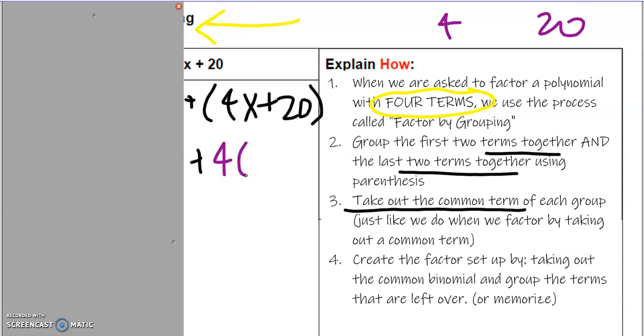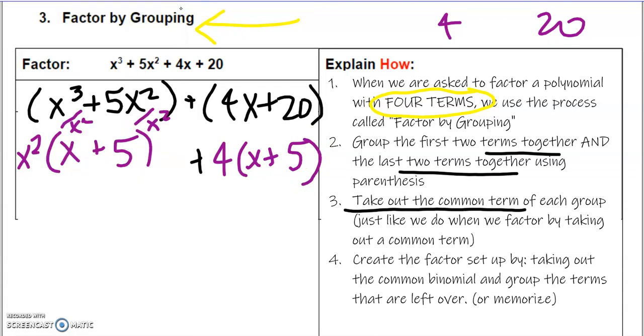So when I take a 4 out of 4x, I'll be left with an x. And when I take a 4 out of 20, it's division. When we say take out, we're doing division. I'm left with 5. Okay, so that's that third step. Now, when you're done with that third step, you must have the same group, the same parenthesis left over. If you don't, you did something wrong, so go back. I have the same parenthesis left over.